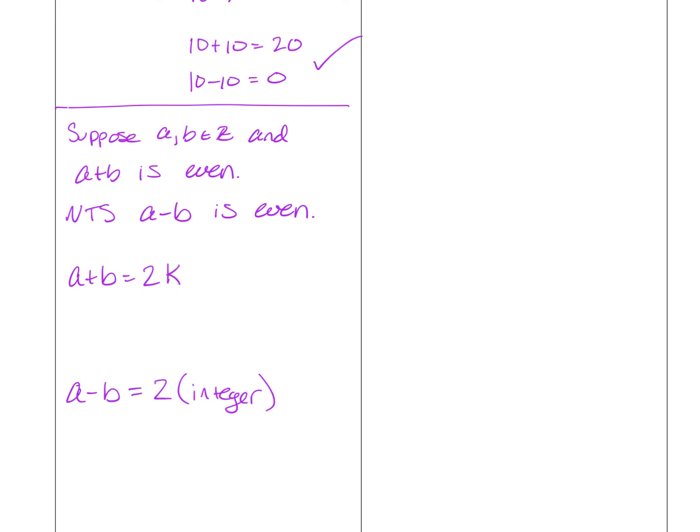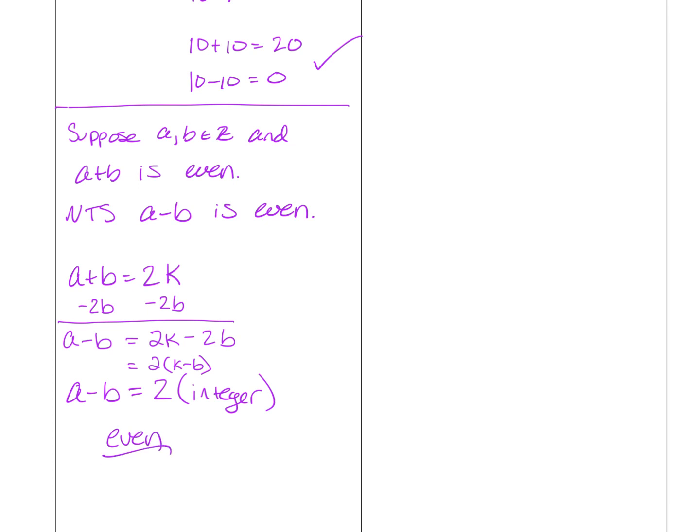So if I want to turn a plus b into a minus b, I could subtract 2b. I just have to make sure I do it from both sides. So positive b minus 2b is negative b. So this is a minus b equals 2k minus 2b. And then there's a 2 in both terms there, so that's 2 times k minus b. k is an integer, b is an integer, so we have 2 times an integer. And I convinced myself it's even.